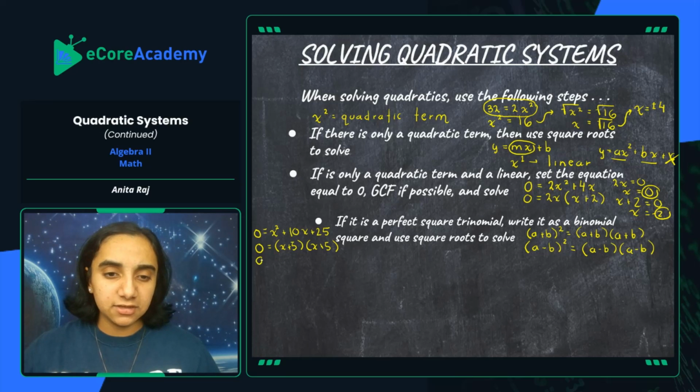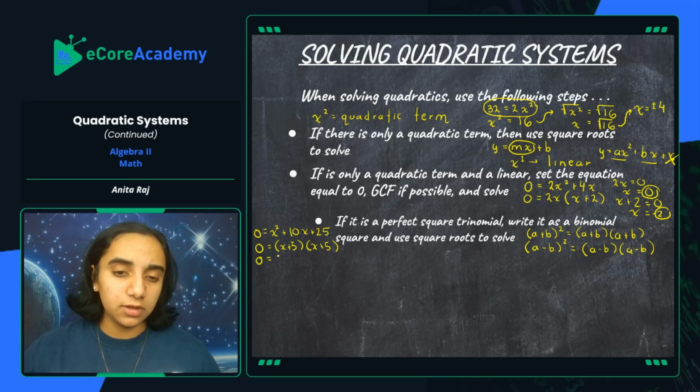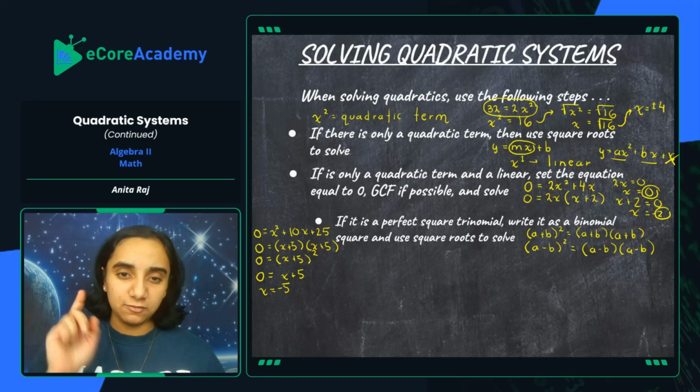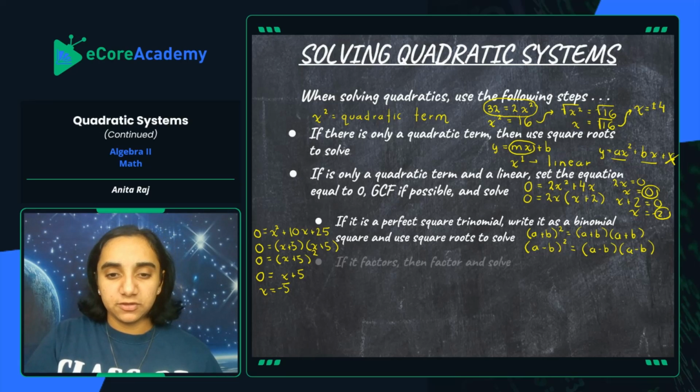So we can write it as 0 is equal to the quantity x plus 5 squared, because it's literally just this expression multiplied by itself. We can use square roots to solve. So the square root of 0 is 0. Square root of quantity x plus 5 squared is just x plus 5, because the square root cancels out. You can subtract 5 from both sides. You get x is equal to negative 5. Remember, perfect square trinomials only have one solution. That's how you'd solve a perfect square trinomial.